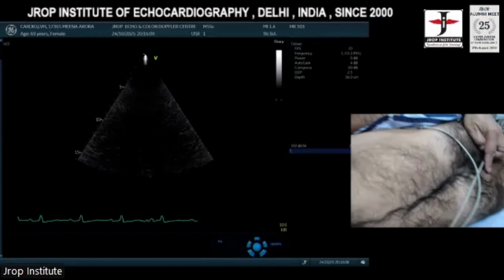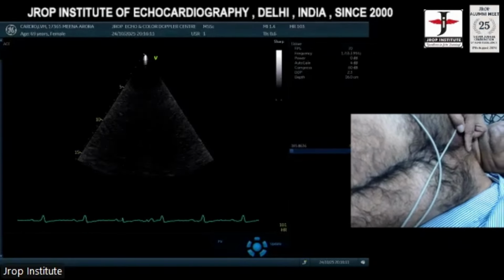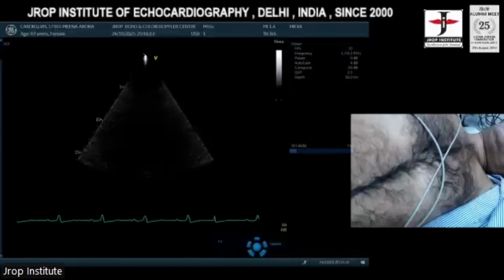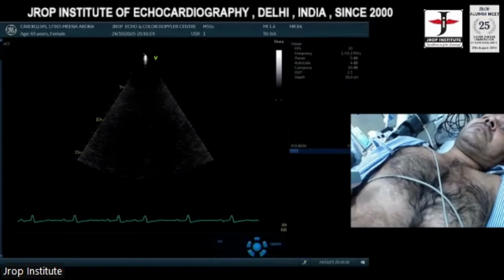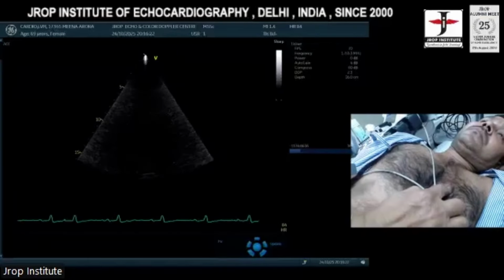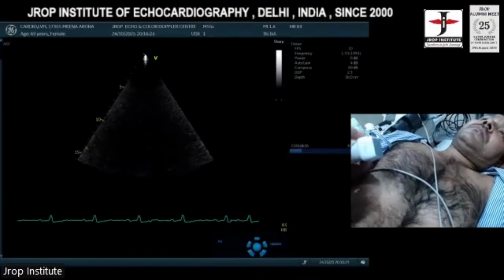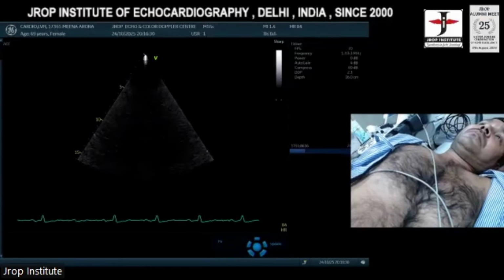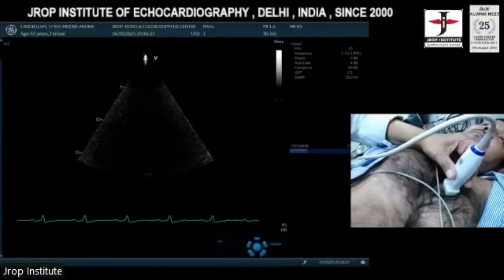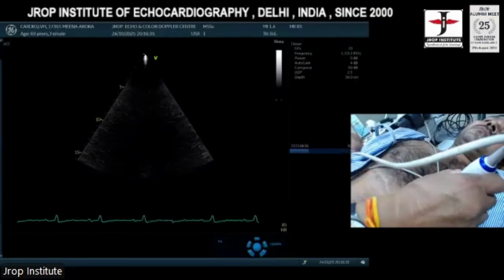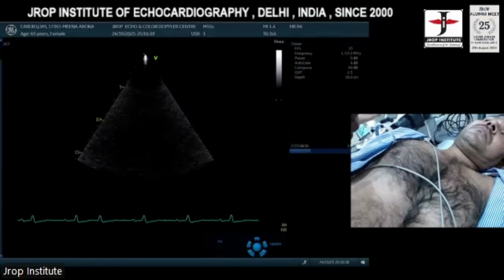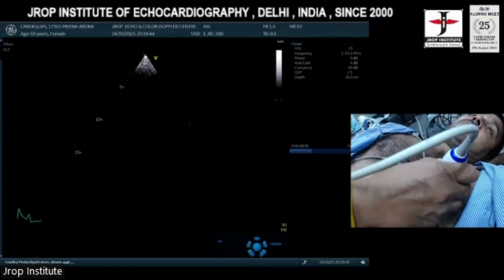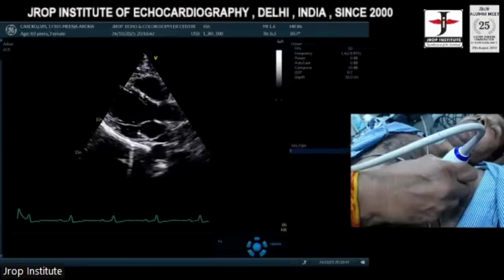Now look at the chest wall. This is the sternal angle. This is the second intercostal space. This is the third intercostal space. My index marker is at the 11 o'clock position. So I'm keeping my index marker at the 11 o'clock position. As soon as I keep the index marker at 11 o'clock, I start seeing my window.